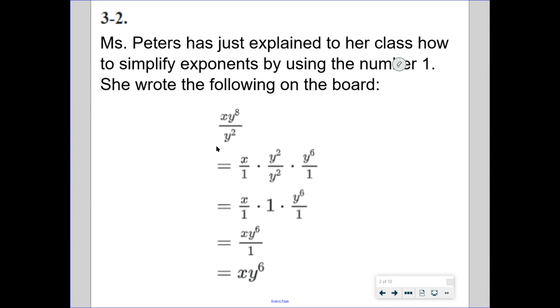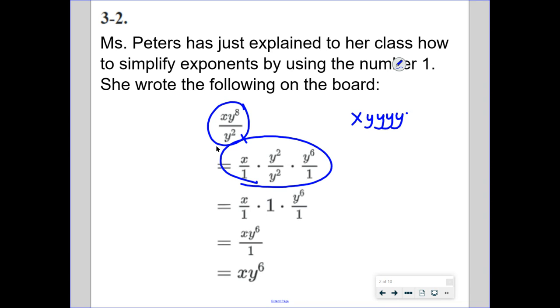Okay, so these two things right here are identical. This expression is equal to this expression right here. All that happened is you took these terms and you just split them up. I mean, imagine if you had x times y times y times y times y, 4, 5, 6, 7, 8 over y times y. She said, well, why don't I just take two of these y's and two of these y's and put them across each other or over each other.